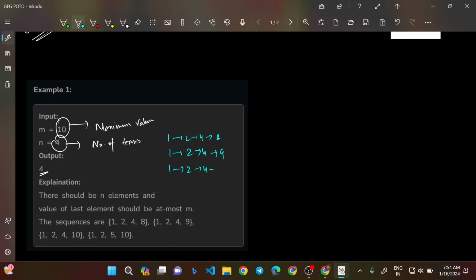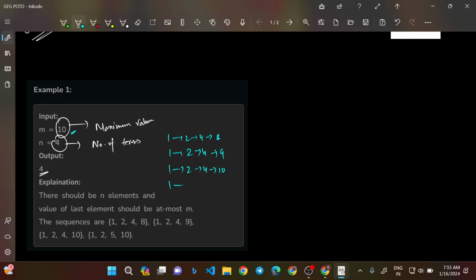And 1, 2, 4, 10 as well, because 10 is also greater than or equal to 2 times 4, right? But we cannot have 1, 2, 4, 11. Why is that so? Because the maximum value we can use is 10, right? So we cannot have this. That is the reason 1, 2, 4, 11 cannot be counted as a possible solution.